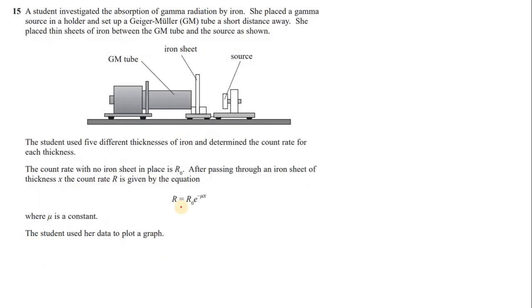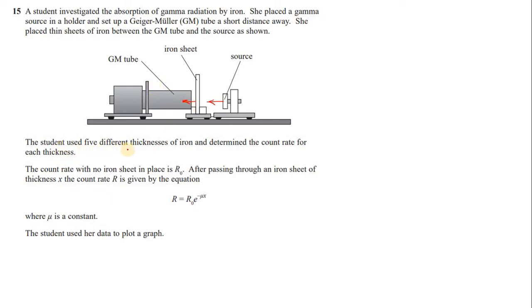Question number 15. A student investigated the absorption of gamma radiation by iron. She placed a gamma source in the holder and set up a GM tube a short distance away. She placed a thin sheet of iron between the GM tube and the source as shown. So we have the iron sheet here, the source emitting gamma radiation, absorption in the iron sheet, and then the radiation is received in the GM tube. You can imagine this is the radiation going and being received, and we have a count rate.